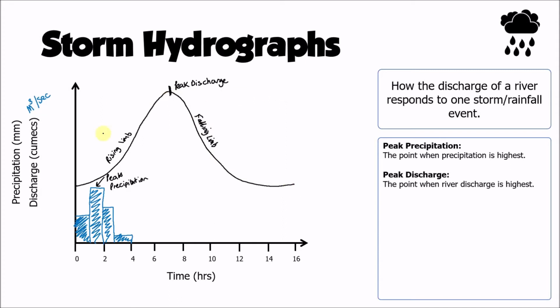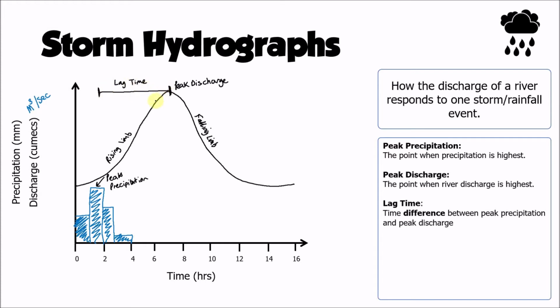Now you'll notice if we follow up from this peak precipitation, we imagine where that falls within our timeline here, we can see that we've got a little bit of a gap between when the rainfall is heaviest and when the river is at its highest. And this time delay between the peak precipitation and the peak discharge, we call this the lag time. That is the difference in time between when the rainfall is heaviest and when the discharge is highest.